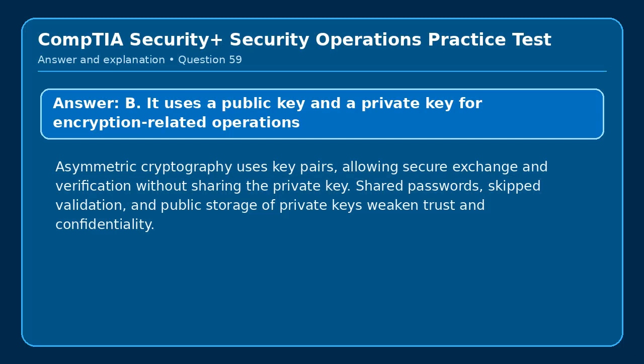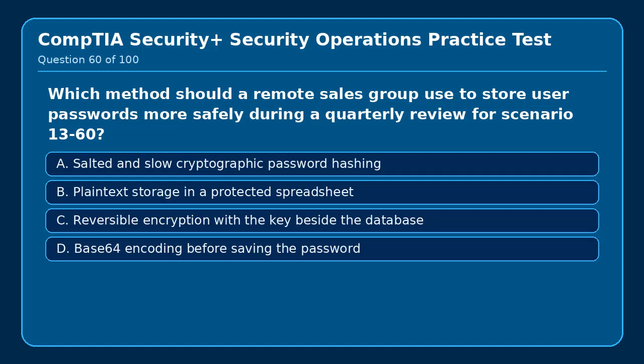The answer is C. It prevents identical passwords from producing identical stored hashes. A salt makes pre-computed hash attacks and duplicate password identification less effective. Salting does not enable recovery, replace MFA, or make a hash reversible.